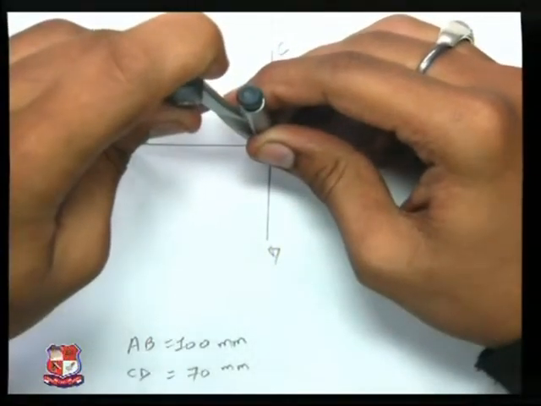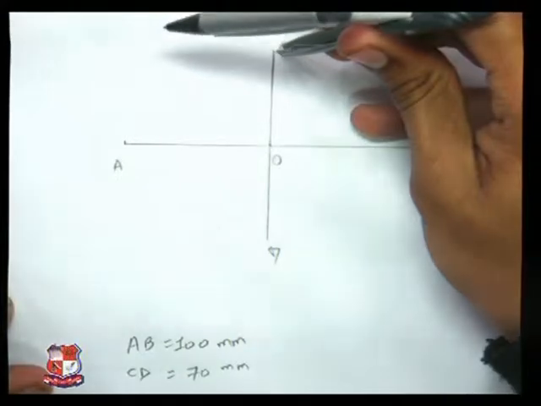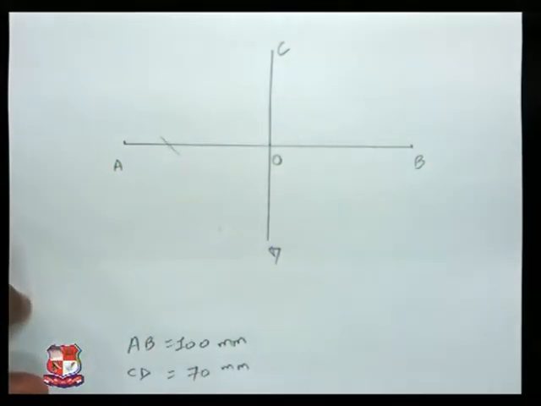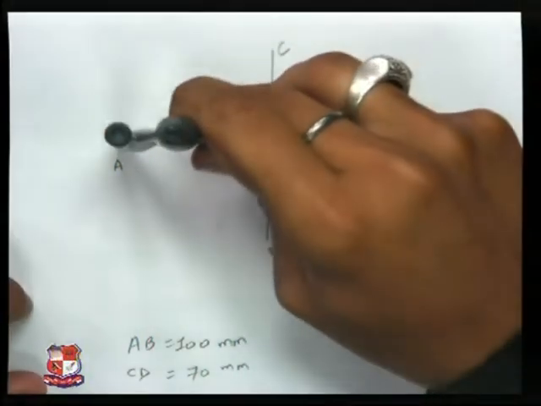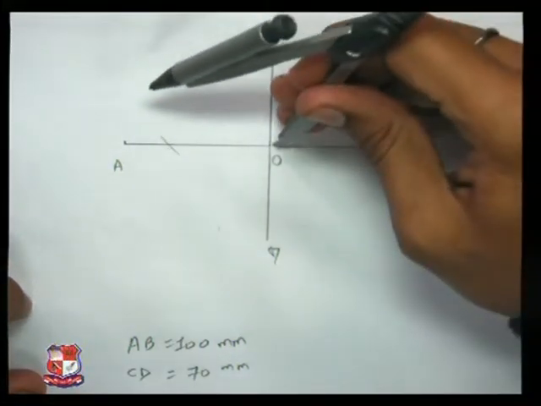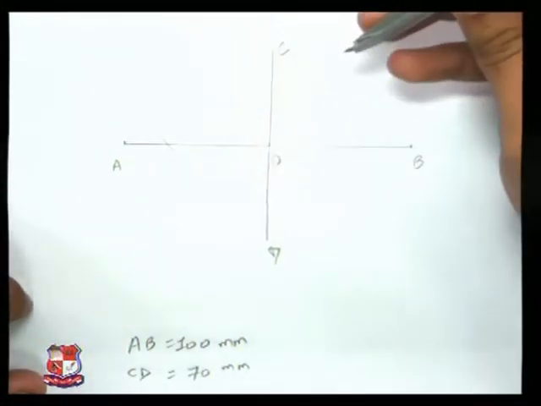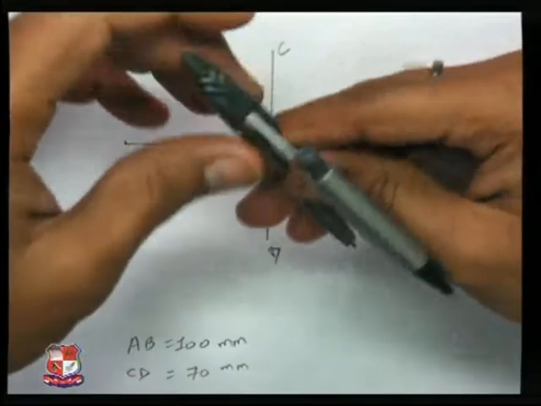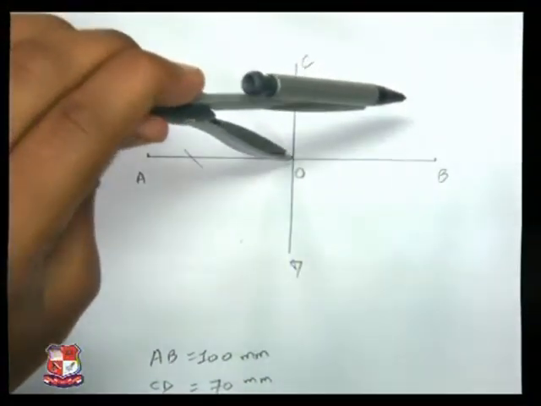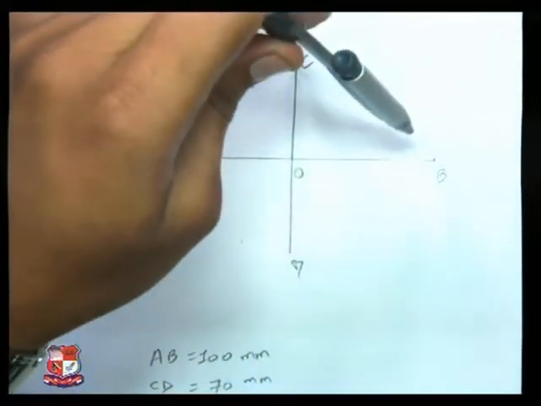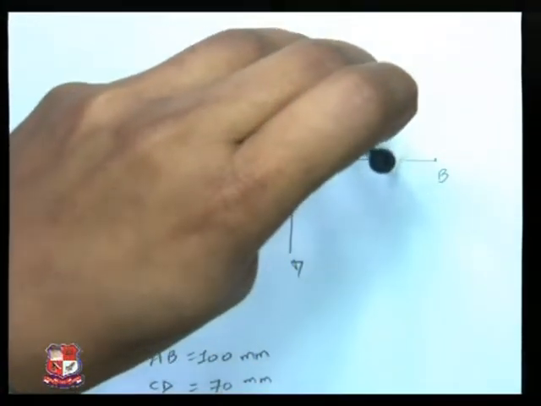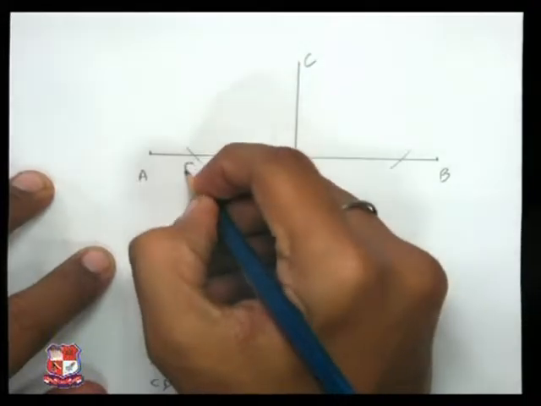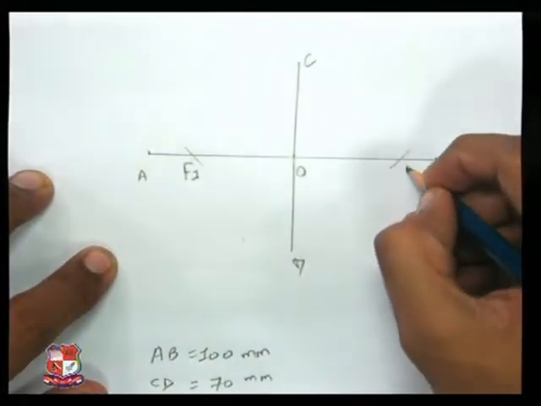Taking OA as radius and C as center, mark. Again, repeating the same: OA as radius, which means half major axis, take center as C. On the other side, OB as radius, take C as center, mark the point. We have got F1 and F2.